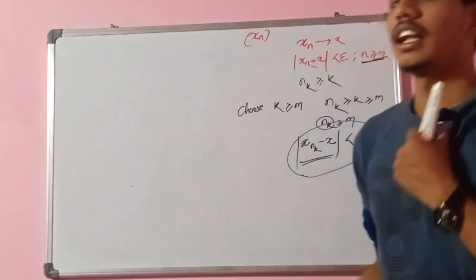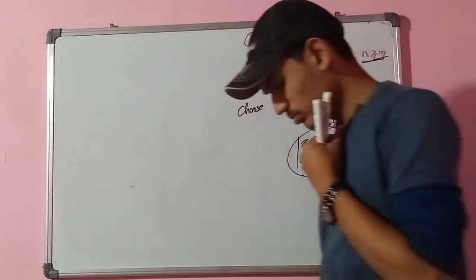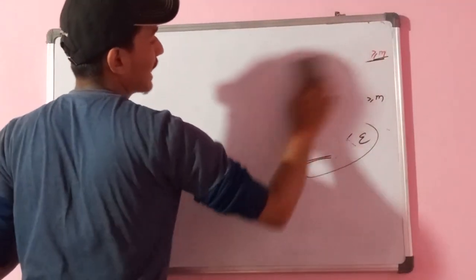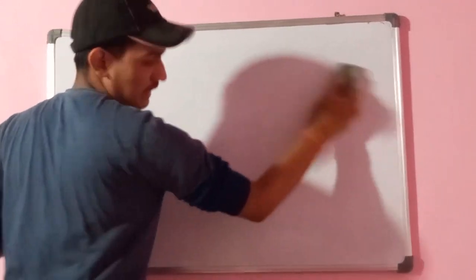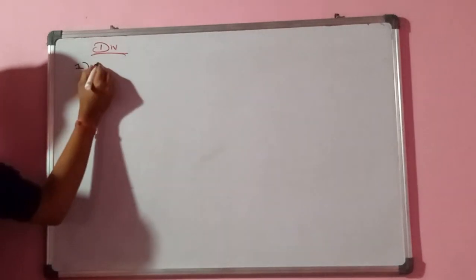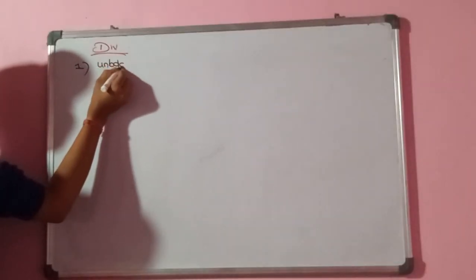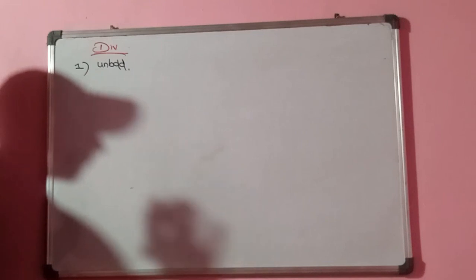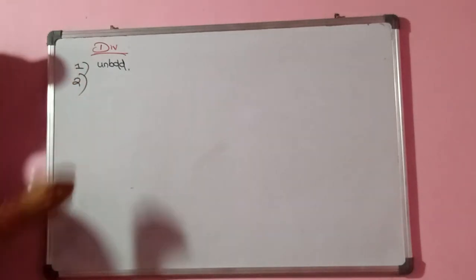If it is clear, let's write some notes. When will my sequence be divergent? There are three possible cases, and in these cases only, my sequence will be divergent. First case we already studied: if my sequence is unbounded, then my sequence is divergent. Understood?